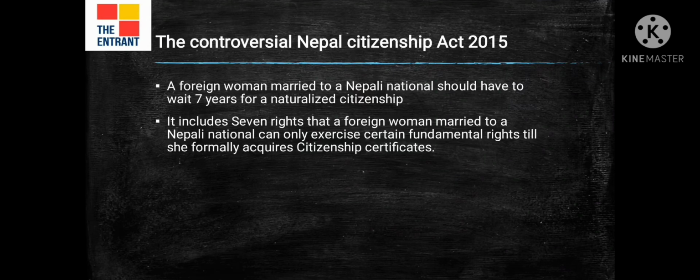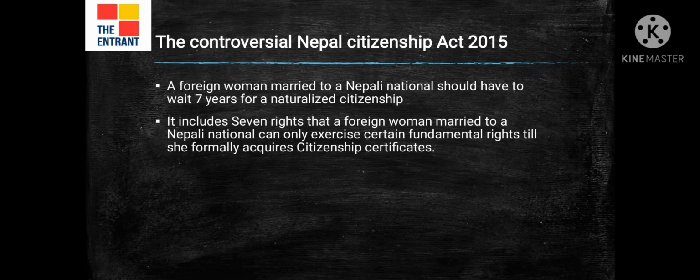So, guys, what I meant here is that in the previous slides you have seen that intermarriages across the Nepal and Indian border are common, especially in the southern Terai region of Nepal. So, for example, if a Nepali man marries an Indian girl, the Indian woman has to wait for 7 years for naturalized citizenship. So the Madhesi people find it very discriminatory against them.